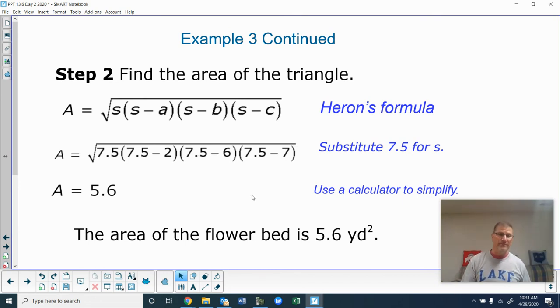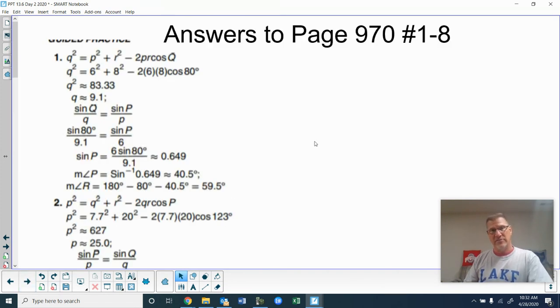If you wanted to, you could find one of the missing angles and then use the two sides and that included angle, and use the area formula with sines from last week. So your choice, but this is pretty quick and easy if you want to use this one. So I wanted to show you that because I forgot to on Monday. Here are the answers to page 971 to 8 you had for homework.